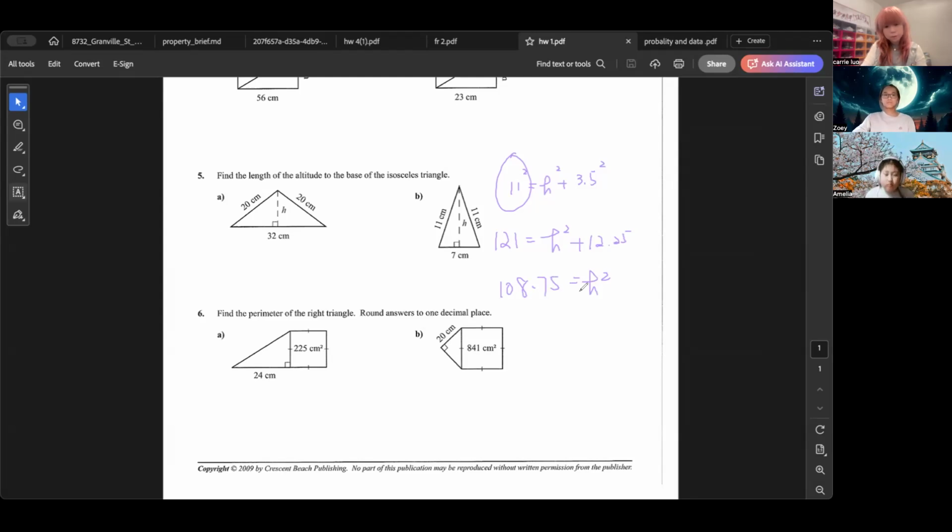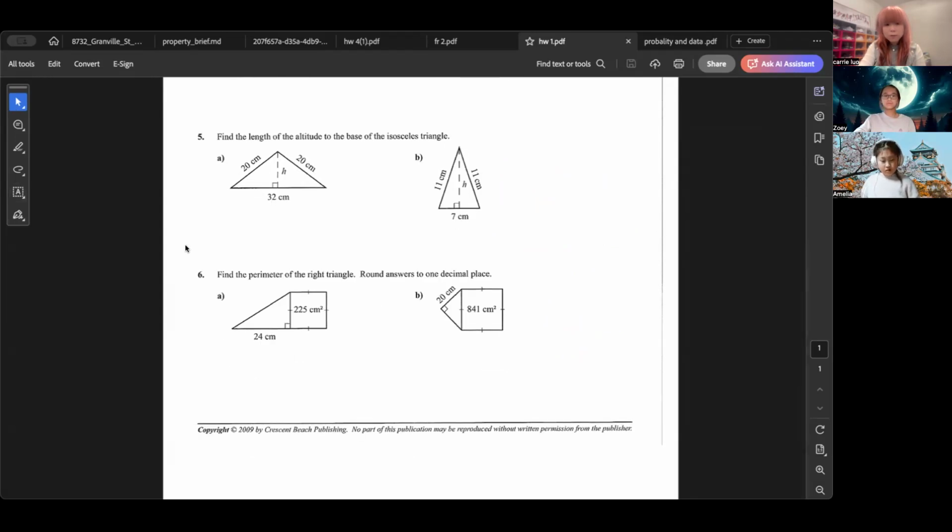So h equals what? The square root of 108.75 is 10.428, right? We only need one decimal, so h equals 10.4 centimeters. Did you get the same answer, Zoe? Yep. Okay, very good. I'll send it to you as well. Okay, good job.